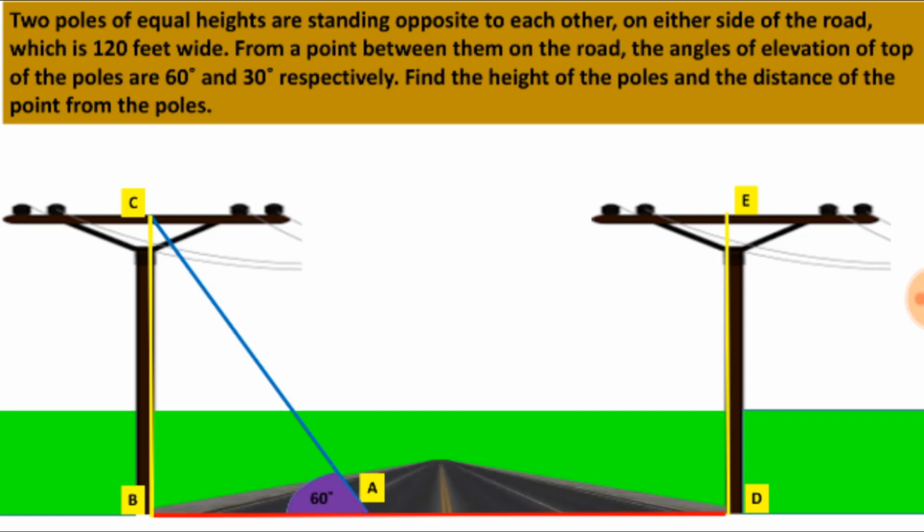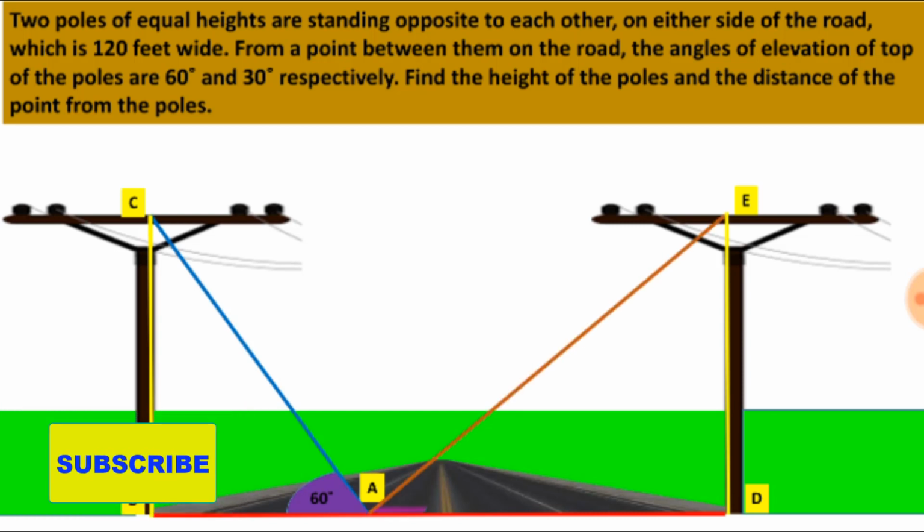And from the same point A, the observer is observing the top of the second pole, that is point E, with an angle of elevation 30 degrees. Now this is the rough diagram for the given situation. So here we are observing two right triangles: one is triangle ABC, which has the angle 60 degrees, and another right triangle is triangle DEA, which has an angle of elevation 30 degrees. Now we need to calculate the height of the poles and also the distance of the point A from the two poles. Let us see how to calculate this.